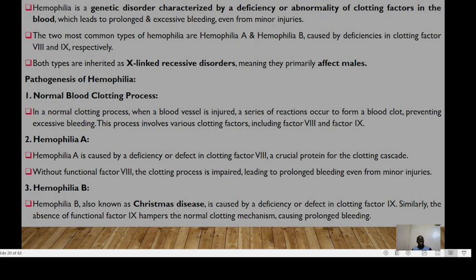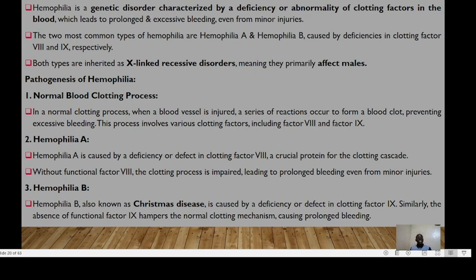The second condition is hemophilia. Hemophilia is a genetic disorder characterized by deficiency or abnormality of clotting factors in the blood, which normally leads to prolonged excessive bleeding, even from minor injuries. There are two most common types of hemophilia: hemophilia type A and hemophilia type B, which are caused by deficiencies in clotting factors 8 and 9 respectively. Both types are inherited as X-linked recessive disorders, meaning that they primarily affect males.